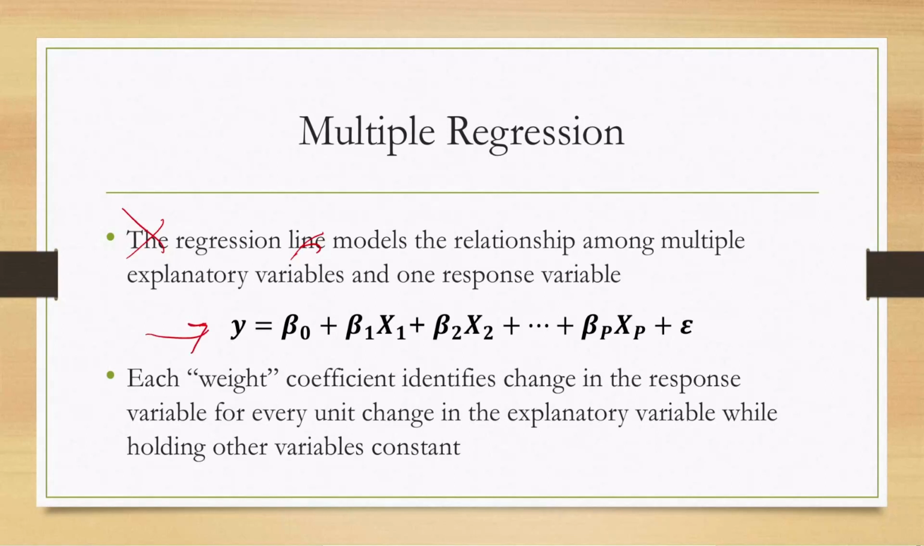So I have one response variable. The outcome that I observe is y. I have multiple explanatory variables. There's x1, x2, x3, x4, all the way up to xp, where p here is the number of explanatory variables. So I should say that.